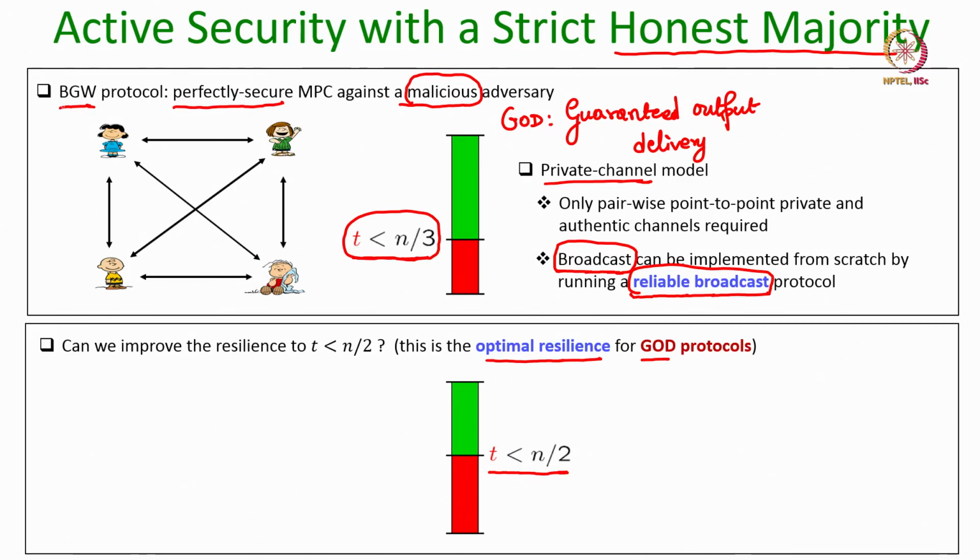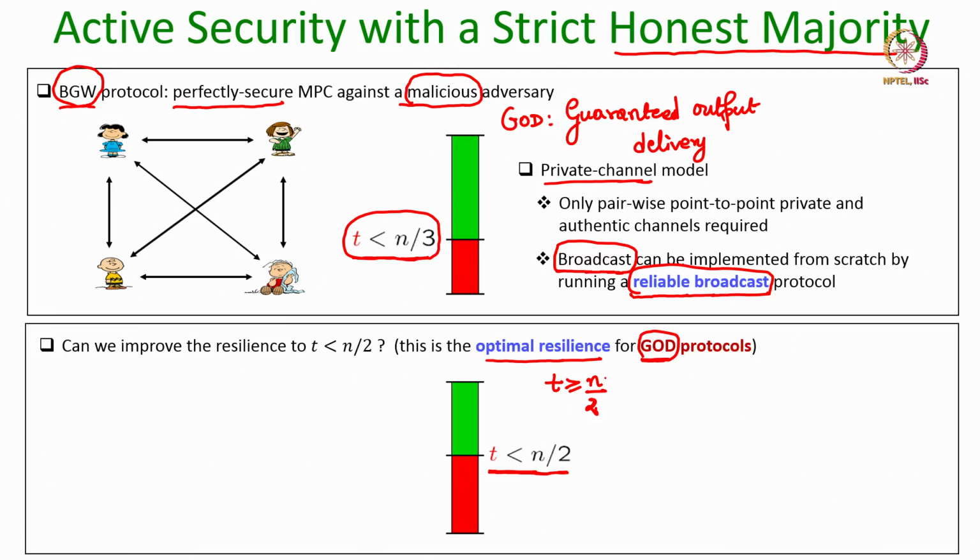It is easy to verify that the BGW protocol that we had seen is a GOD protocol. Even if up to t corrupt parties misbehave, we have enough honest parties in the system who ensure that at the end of the protocol the correct function output is learned by all the honest parties. It turns out that for any arbitrary MPC protocol with the GOD property, the maximum number of faults you can tolerate is t less than n over 2. That means, if t is greater than or equal to n over 2, then you cannot achieve GOD.